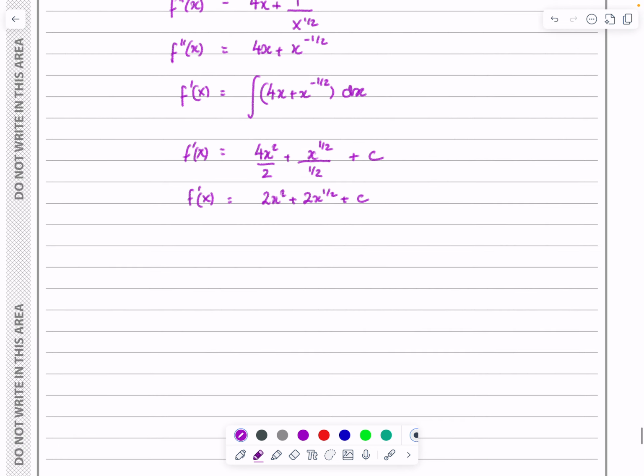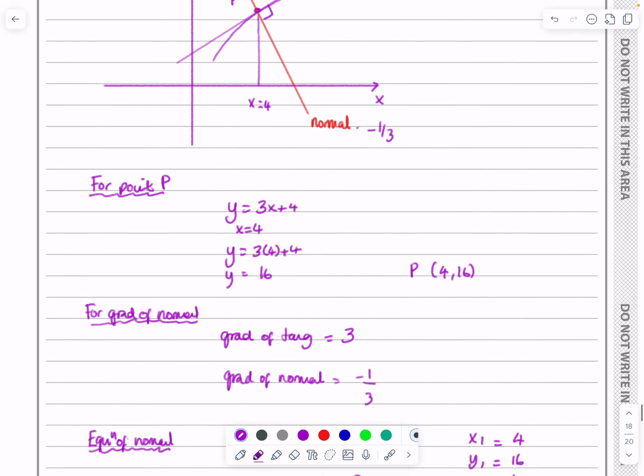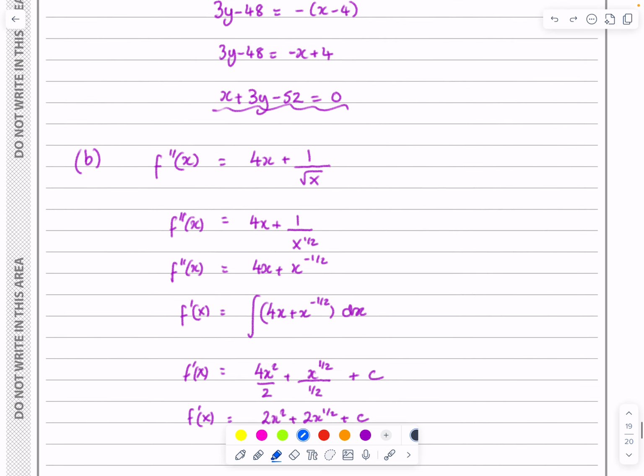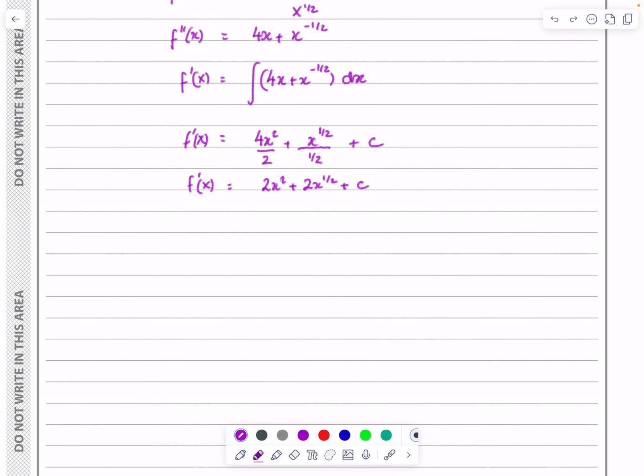So they must have told me some information. I'll go back and read the question again. I must know some information about it, and I do. We've been talking about it all the way through. We know the gradient is equal to 3 when x is equal to 4. So we know f dash x is equal to 3 when x is equal to 4. Remember, f dash x is the gradient function. So f dash 4 is equal to 3. We know that the gradient's 3 at that point there.